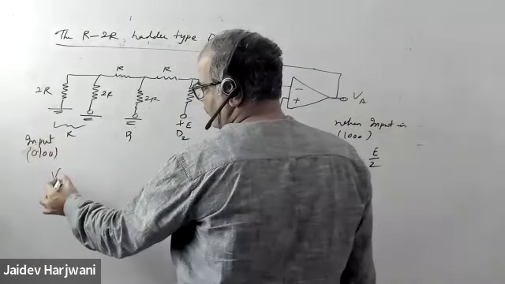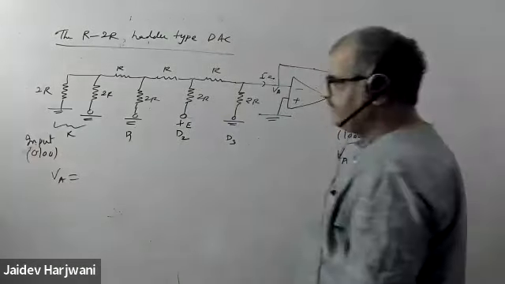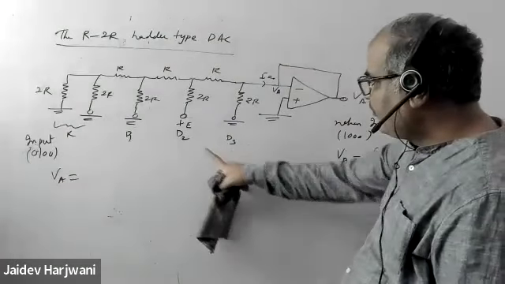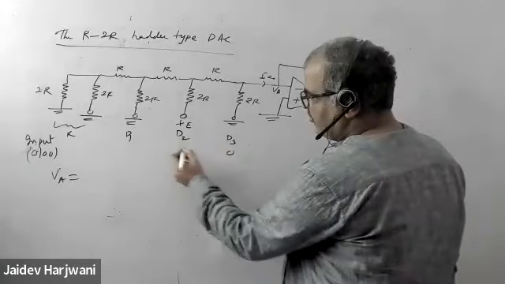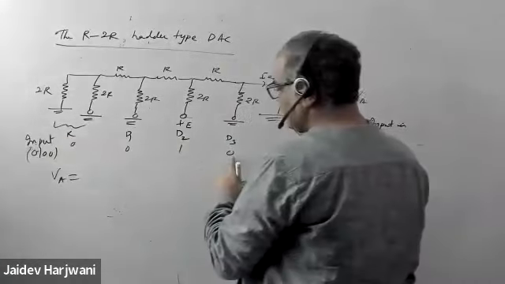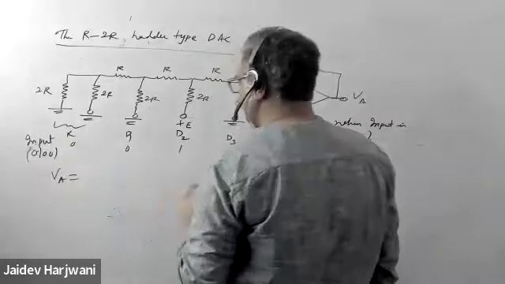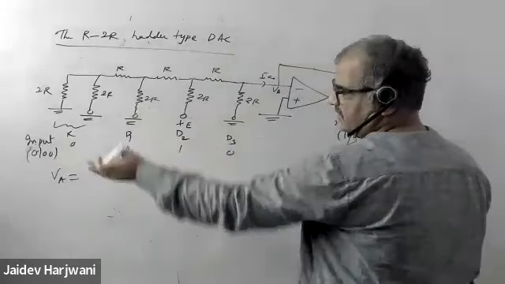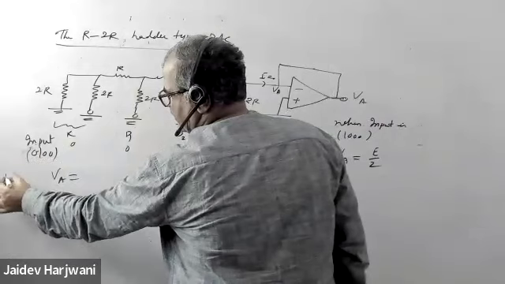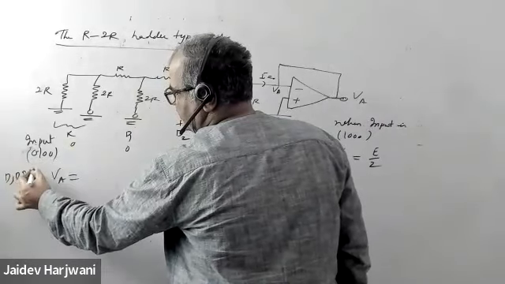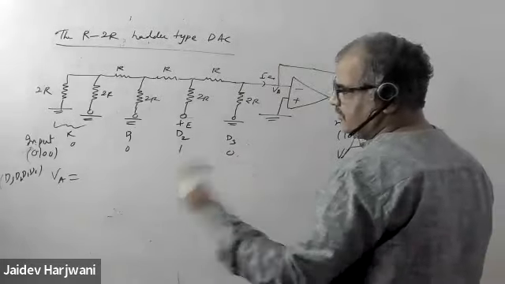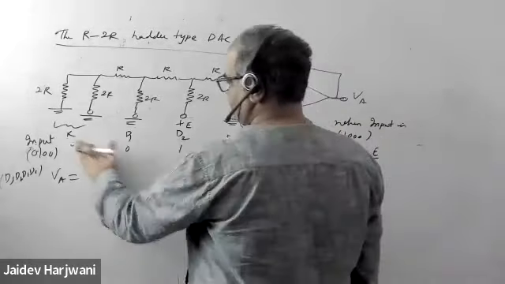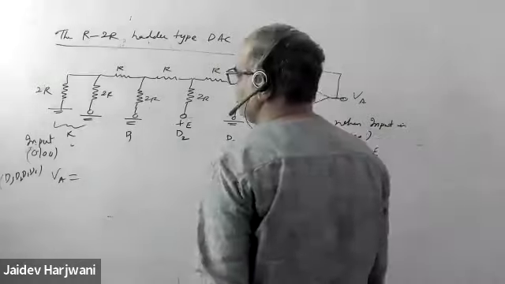Corresponding to this input, I want to calculate what is my V0. Sir, you said 0010? I'm calculating here for D2. No, sir, this is 0100. This is the MSB. So D3, D2, D1, D0. I'm calculating for 0, 1, 0, 0, like I calculated 1, 0, 0, 0. Opposite. Okay.